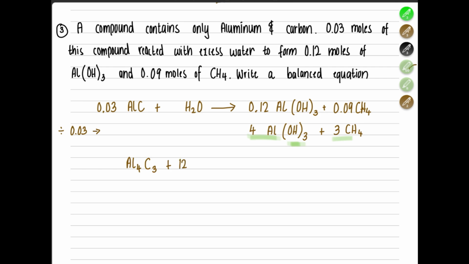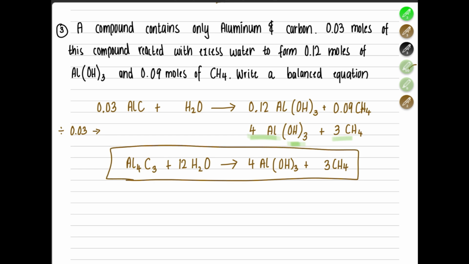We'll write 12 H2O and count the oxygen. Oxygen is 12, so that makes it balanced. And then we will write the same. So this is our balanced equation.